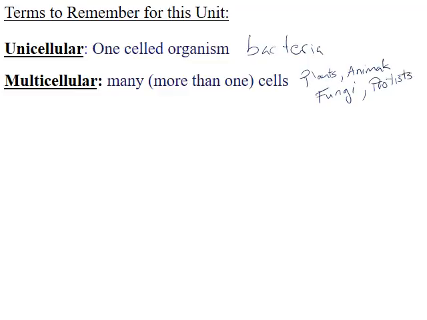There is another group that goes in with the unicellular. There's another type of bacteria called archaea that's very similar to bacteria. But usually if you mean unicellular, you're talking about bacteria and archaea. If you're talking multicellular, you're talking plants, animals, fungus, protists, things that you can actually see with your naked eye.